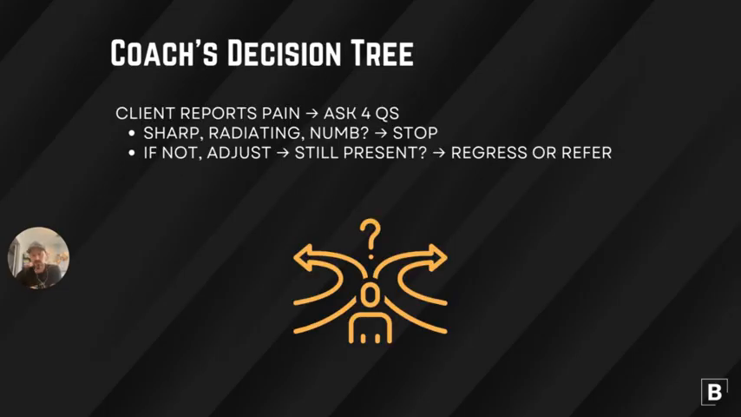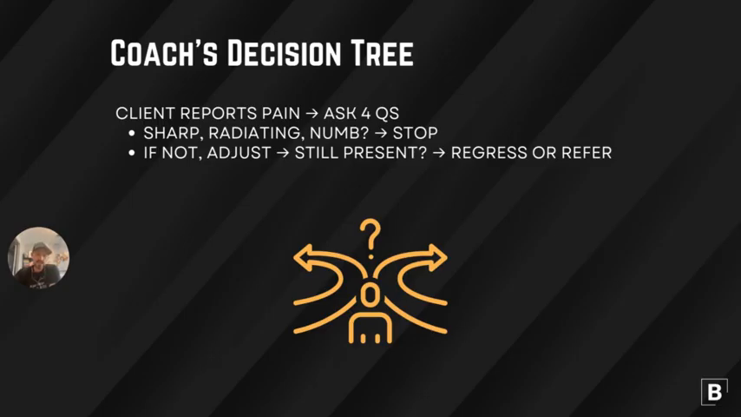So let's look at our coaching tree. I feel like this just expands on what we just did. First, you get the client to report that pain level. You ask those four questions. And if they say sharp, radiating, or numb, just stop. It's not worth it. That means something is really there. Definitely ask questions, but don't say, let's just check your form or see what's going on here. This is our quick filter. We're going to stop. Something's threatening here, and we need to change what we're doing and adjust.